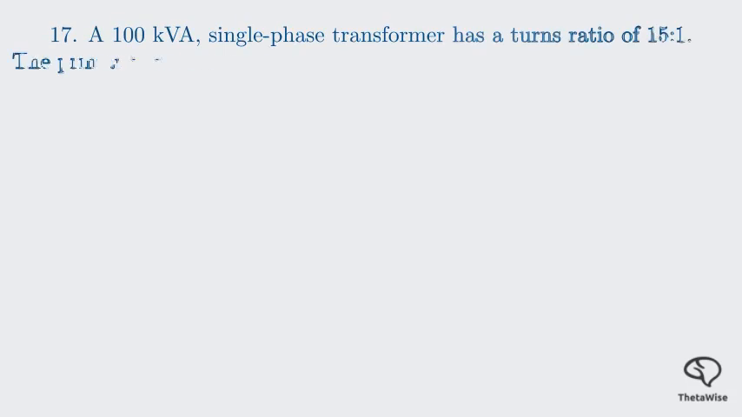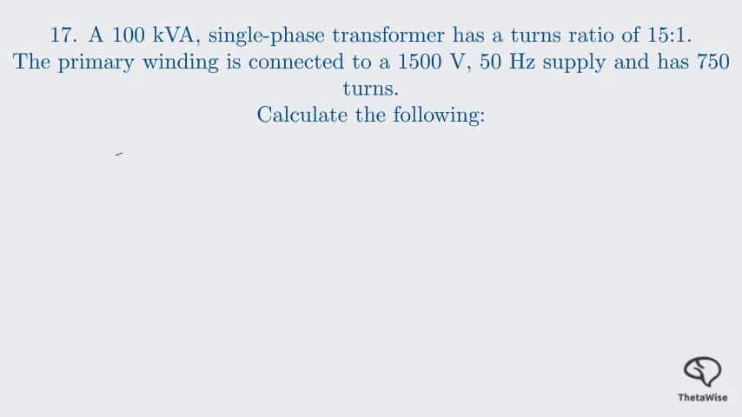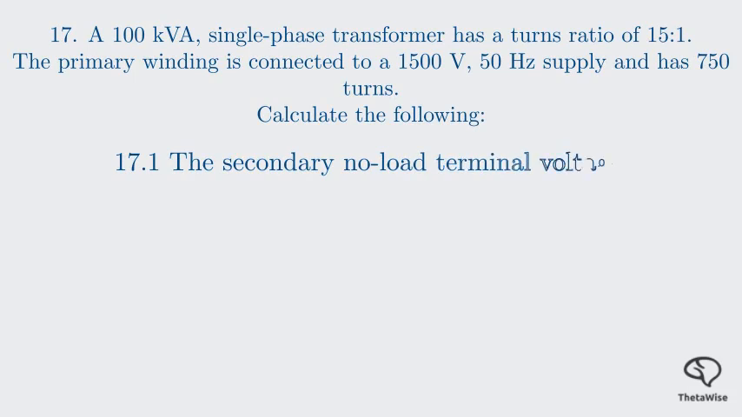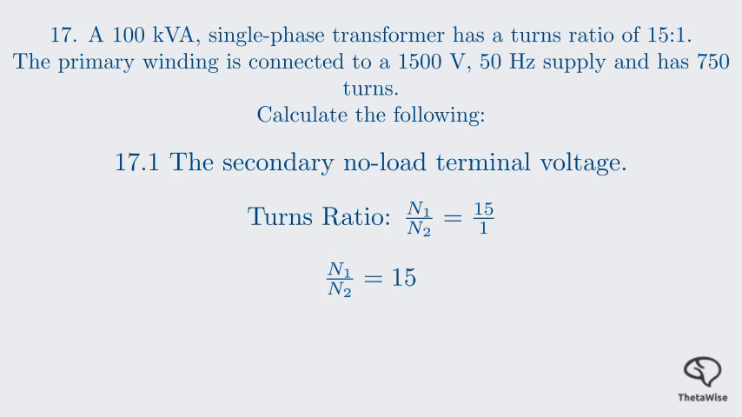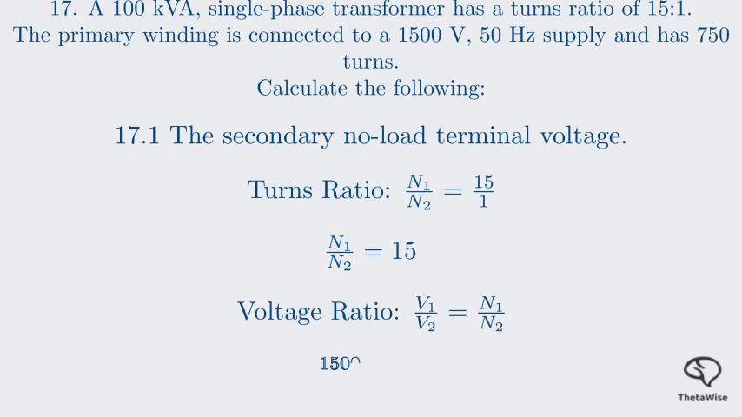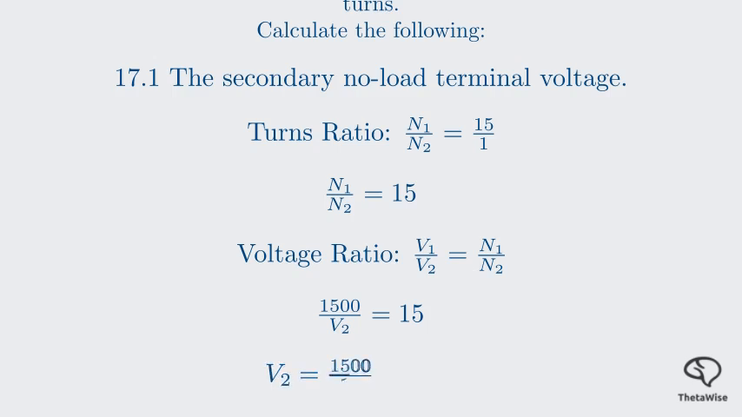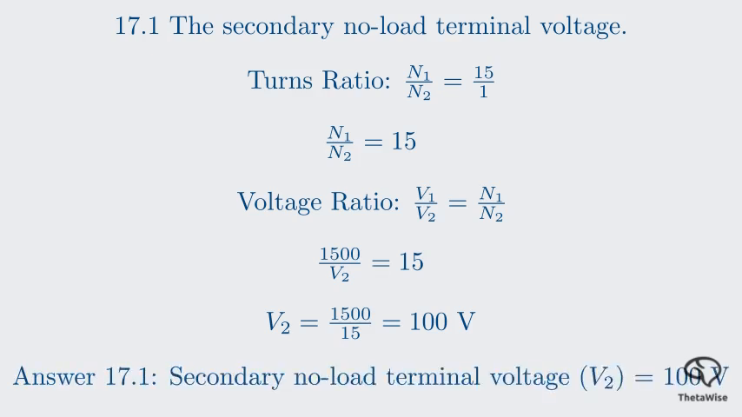Let's move on to our final calculation problem, question 17. First, we need to find the secondary no-load terminal voltage. We can use the turns ratio equation, which states that the ratio of the turns is equal to the ratio of the voltages. We have a turns ratio of N1 to N2 equals 15 to 1. This means N1 over N2 equals 15. Since V1 over V2 also equals N1 over N2, we have 1500 over V2 equals 15. Solving for V2, we find the secondary no-load terminal voltage is 100 volts. This is a step-down transformer.